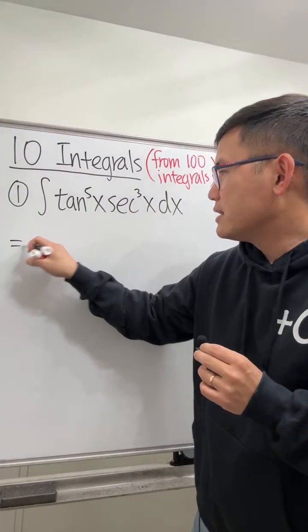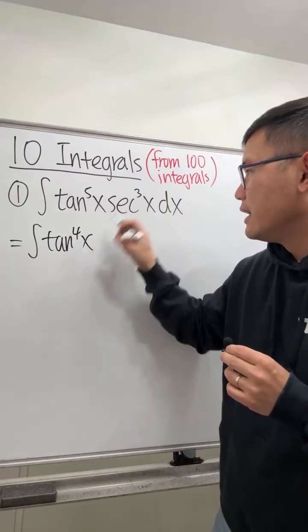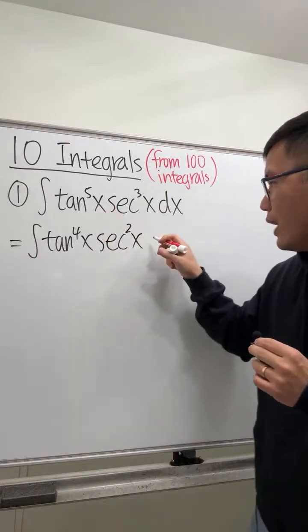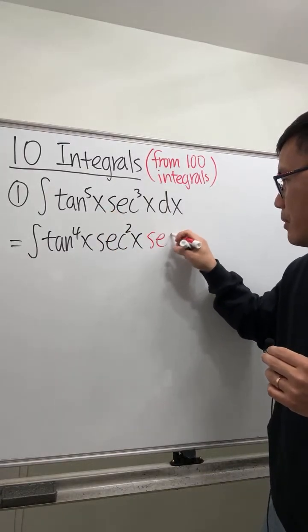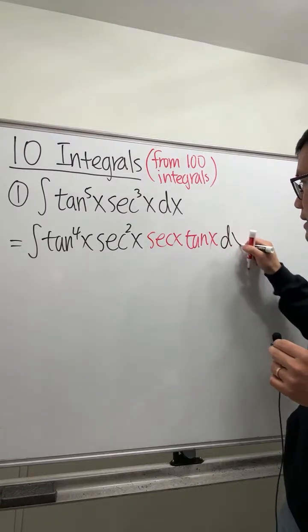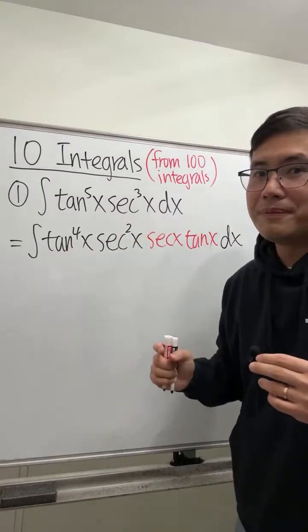So we look at this as the integral, keep this as tangent to the fourth power x, and then write this as secant to the second power x. And then we will have tangent x, secant x. But let me write it as secant x and then tangent x, like so, and then dx. So we still have secant to the third and then tangent to the fifth.